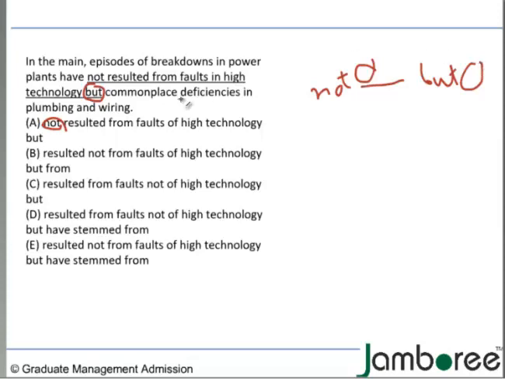Don't read too much. So here I see not resulted, which is a verb. But now this commonplace. Commonplace is not a verb. Out. Next, one word after the not is from. I have but from. So from is a preposition. I have a preposition, so great, I stay with B. Here after not I have a preposition, not of, but after but I don't have any preposition. Out. Not of but have. Again, not parallel. Not from but have. Out. So B is your answer.